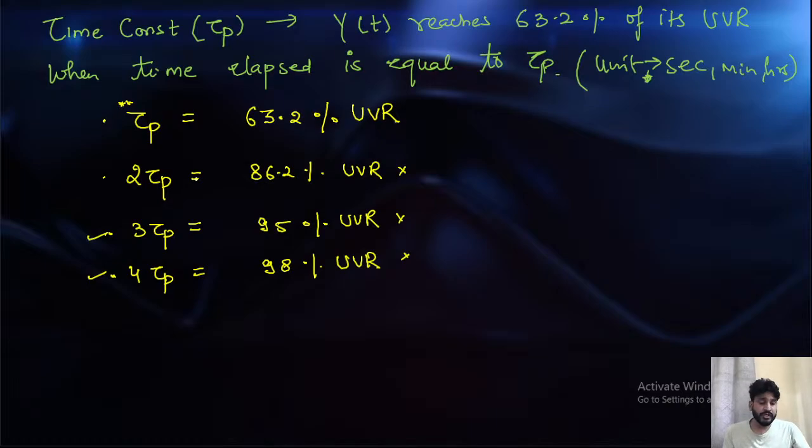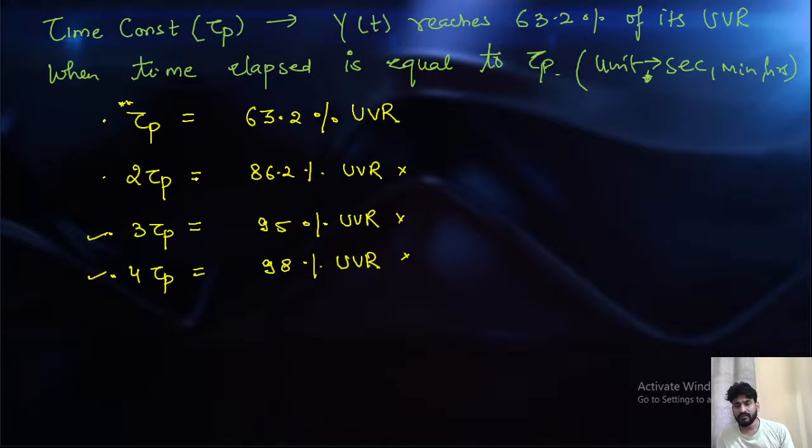Now your question can be: sir, what is the meaning of tau p? How will this tau p help us? If I know a process and I know the tau p, the time constant of that process, then how will this tau p help me?